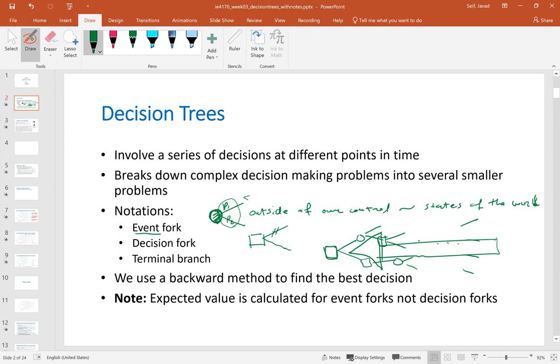For example, I have a value at the end of this branch, $20. I have a value here, $40, and there are some probabilities, 0.2 and 0.8. I calculate the expected value: 0.2 times 20, which is 4, plus 0.8 times 40, which is 32. And then the sum of those will be put here, for example.